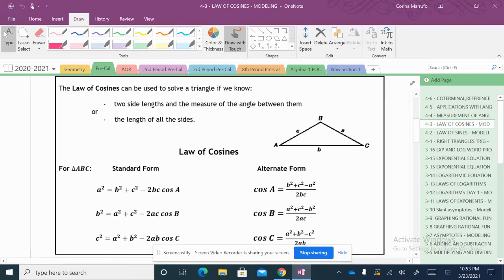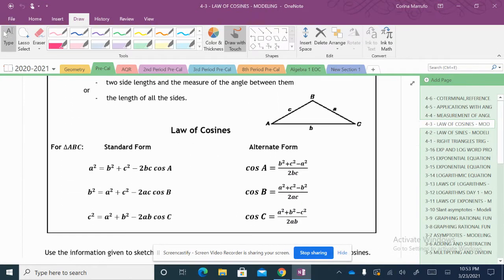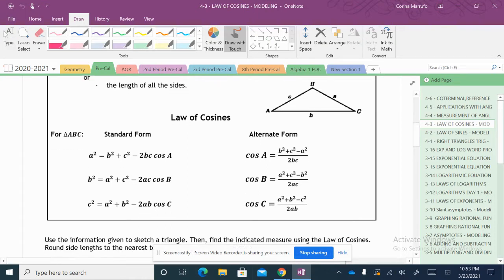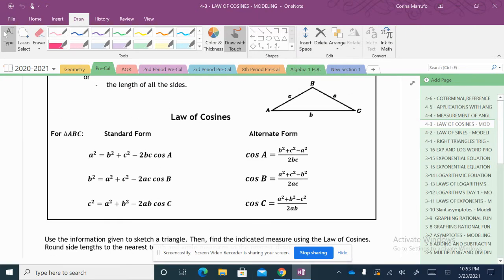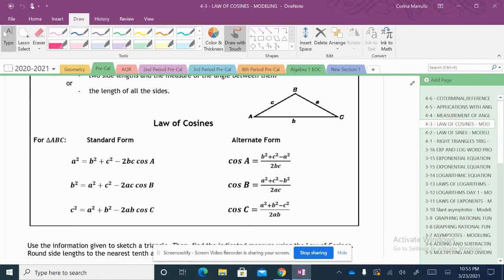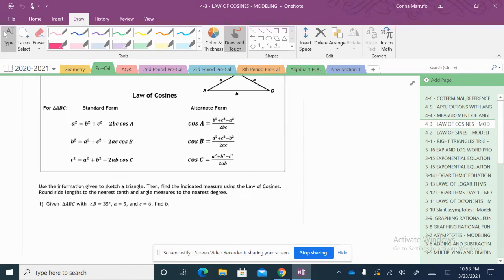So on here, we have these different formulas. For triangle ABC, we have our standard form, and then we also have our alternate form. The standard form is these ones here. If we have A, B, and C, it kind of maps it out for us. A squared is equal to B squared plus C squared minus 2BC cosine of A. And then so on. And then they give you the one where you're going to have to find the angle A.